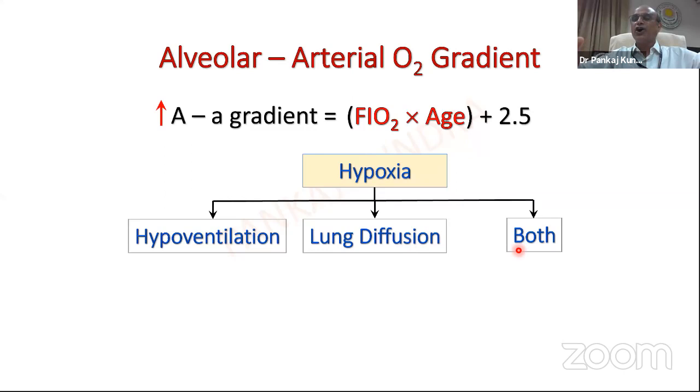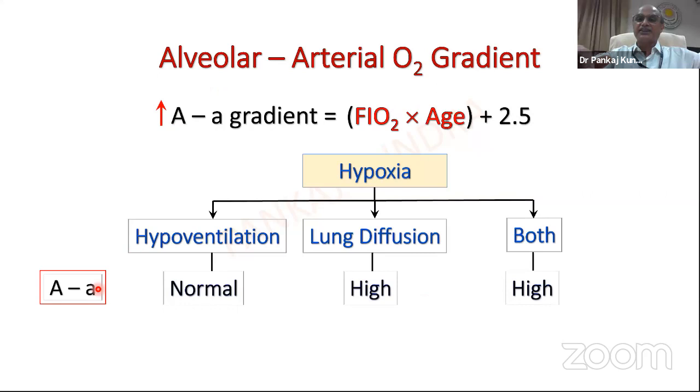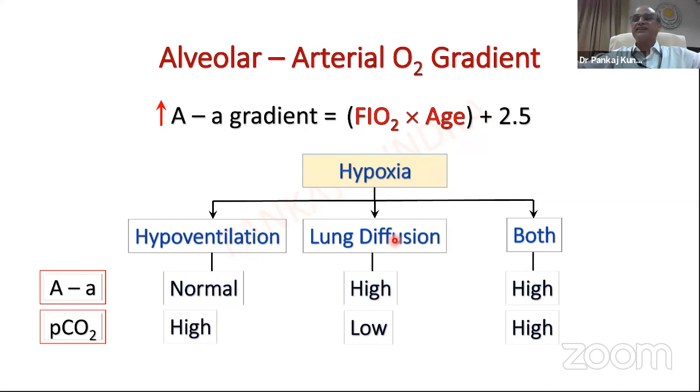What are the A-a ratios and what are the PCO2 levels? If you look at the A-a gradient in hypoventilation, it will be normal. But if there is a problem with lung diffusion, if the thickness is altered, then there will be a high gradient. And it also will be high if both hypoventilation and lung diffusion abnormalities are present. PCO2 will be high in hypoventilation. It will be high in both, but it will be low in lung diffusion. So just take into account that if there is a diffusion problem, then the A-a gradient normally increases and the PCO2 falls because these gases are not able to diffuse across the membrane.